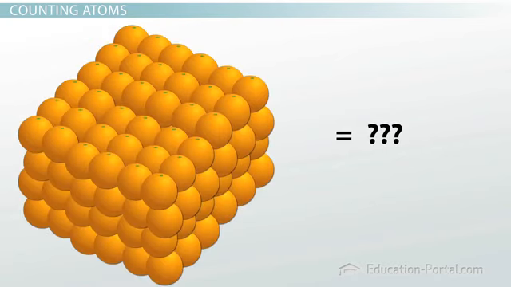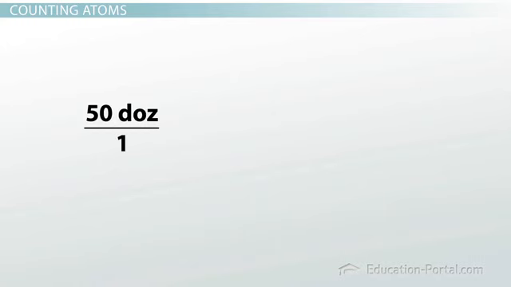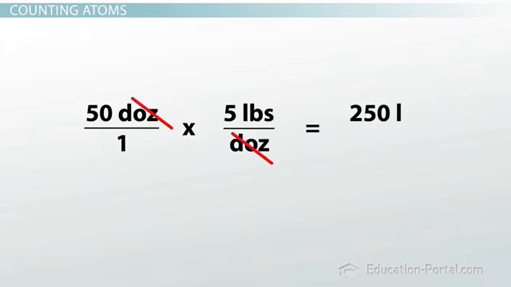Well, you could either count out 600 oranges, which would take a while, or you could keep adding oranges to a scale until you reached 250 pounds. That's 50 dozen times 5 pounds per dozen equals 250 pounds. I would opt for the second choice, because then I wouldn't have to worry about whether I lost count, and I wouldn't have to keep track of oranges. I would just have to focus on getting 250 pounds of oranges.